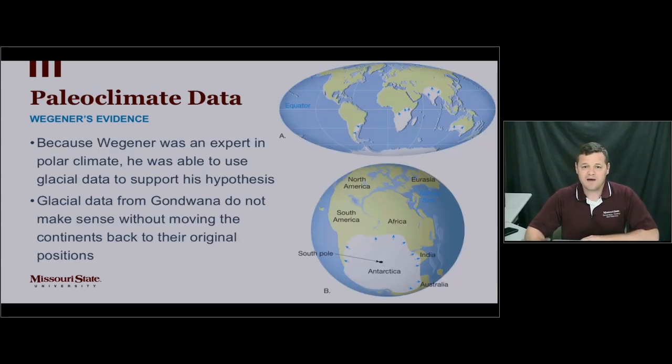Because Wegener actually had a background in polar meteorology, he was able to use glacial evidence as well. What's important to know from geology is that glaciers leave behind really distinct characteristics. Giant landmass glaciers, like the continental glaciers we see in Antarctica and Greenland, leave scars on the rocks that show what direction they were flowing and where they were the thickest. If you look at glacial evidence that's preserved from around 200 to 250 million years ago, there are ice masses in South America, Africa, India, and Australia that don't make any sense.